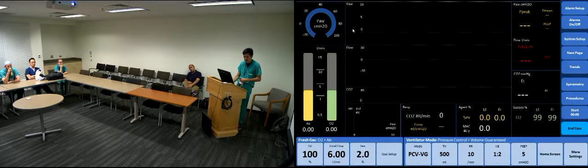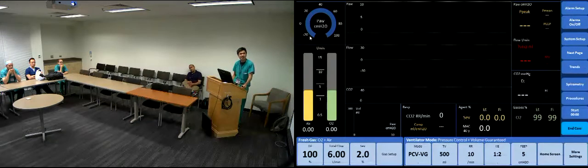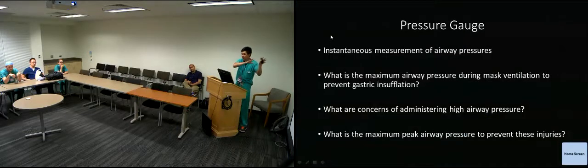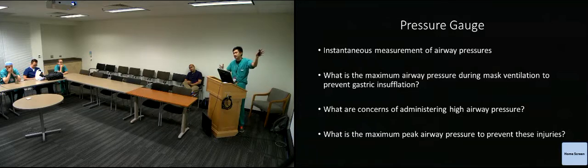So we're going to start here. This is your airway pressure gauge. You can see it starts at 0 and also goes negative for when the patient's inspiring, but positive for when you're giving positive pressure ventilation, okay? So it measures instantaneous pressure at any time. Whether you're on the bag or on the ventilator itself, it's going to show you instantaneously, okay?